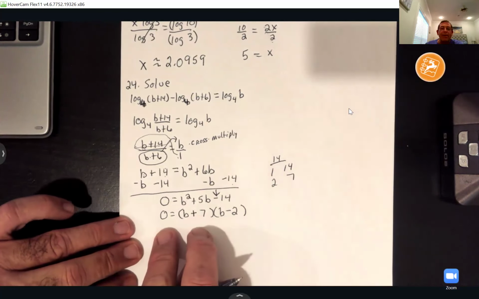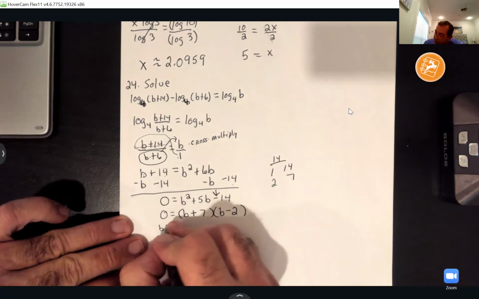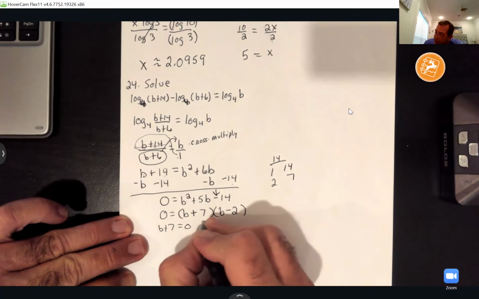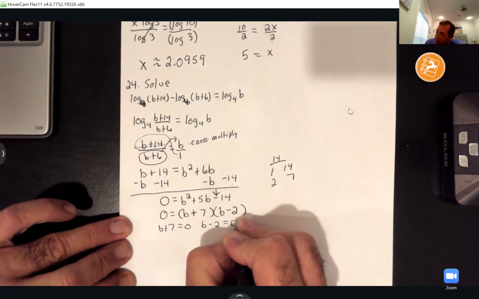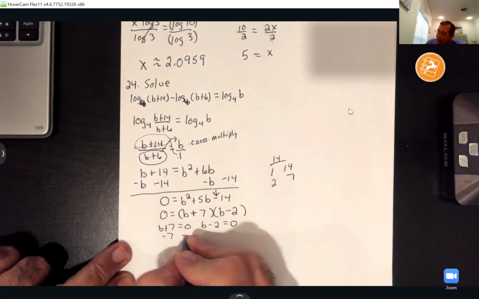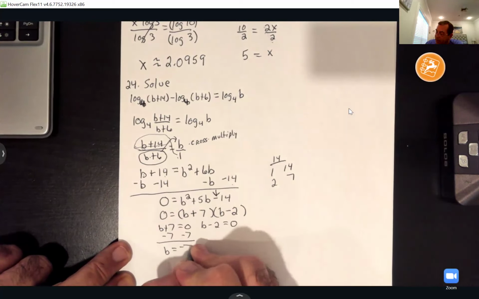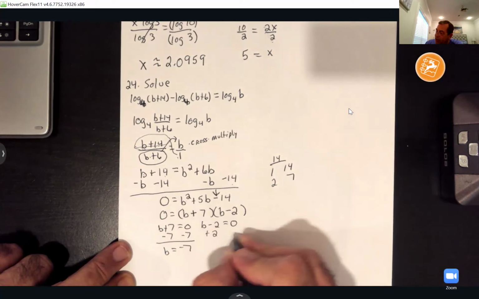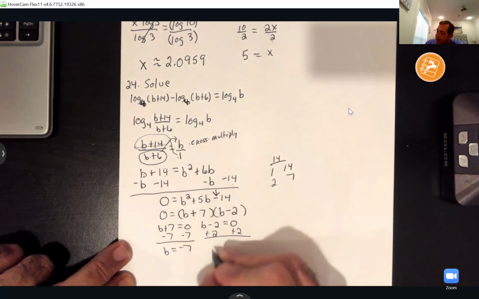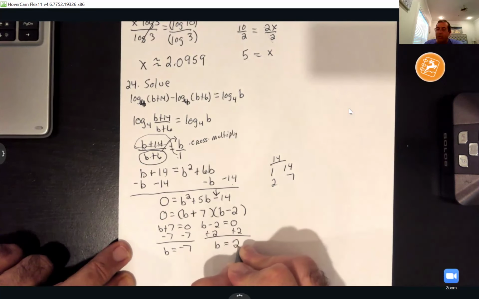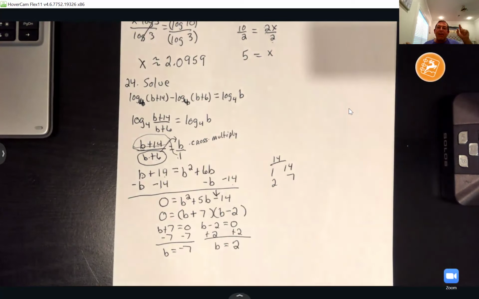All right, y'all, we're factored. Now, let's set both of them equal to 0 and solve these variables. So I get a negative 7 on the first one, so I get b equals negative 7. I get a positive 2 on the other, so that I get b equals 2. What would my final answer be?